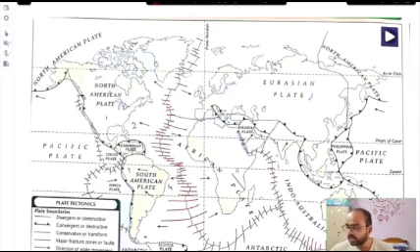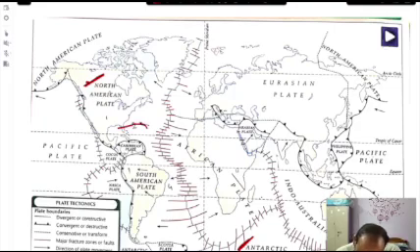Now, we have learned that there are a total of 7 major plates. What are those 7 major plates? The Antarctic plate and its surrounding ocean. Next is the North American plate, and it is separated from the Western Atlantic floor by the Caribbean plate.